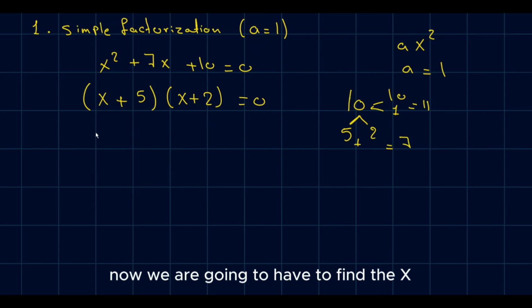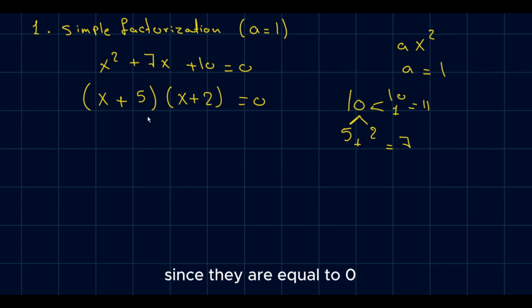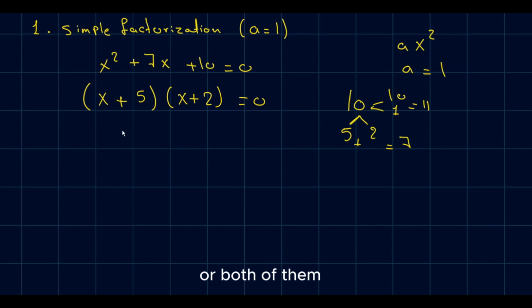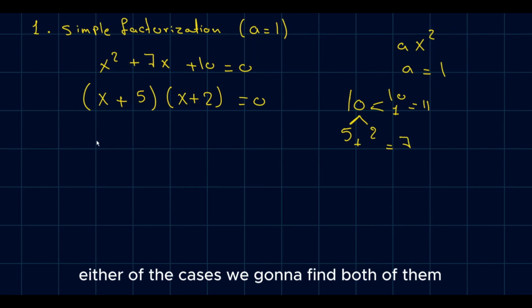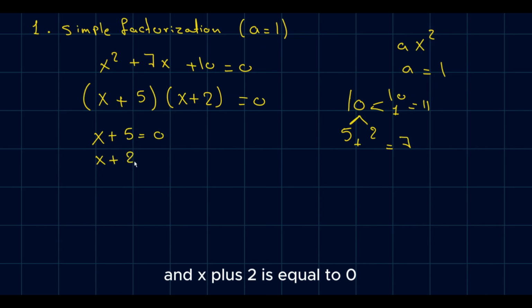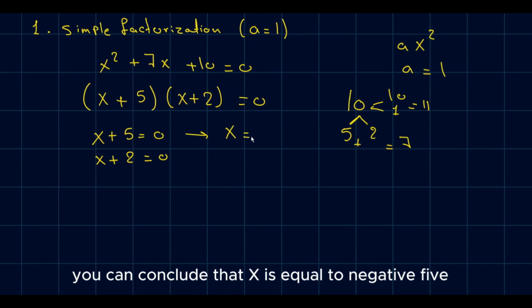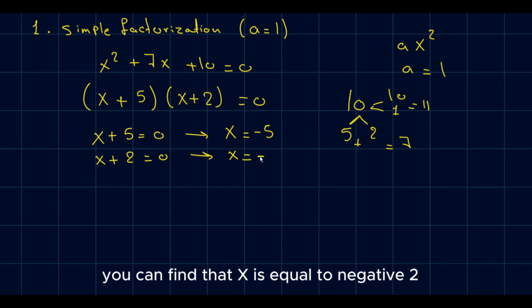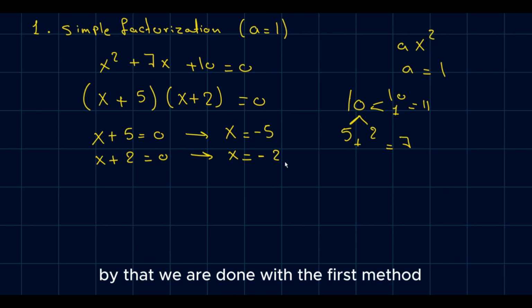Now we are going to have to find x. Since the product is equal to 0, this means that either of these two brackets is equal to 0, or both of them. In either case, we're gonna find both of them. So first, we have x plus 5 is equal to 0 and x plus 2 is equal to 0. From here, you can conclude that x is equal to negative 5, and from here, you can find that x is equal to negative 2. By that, we are done with the first method.